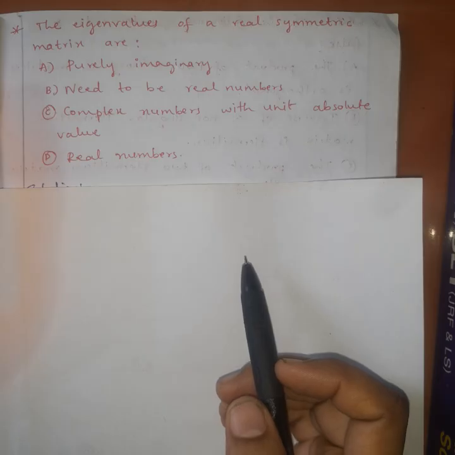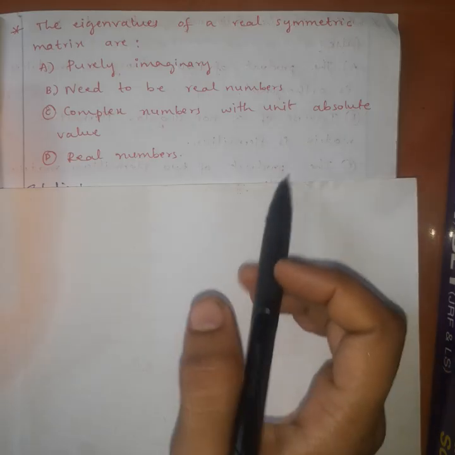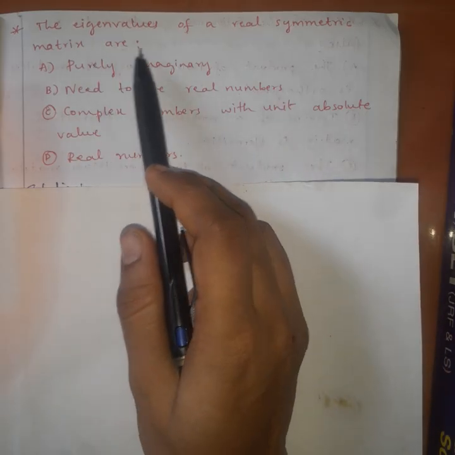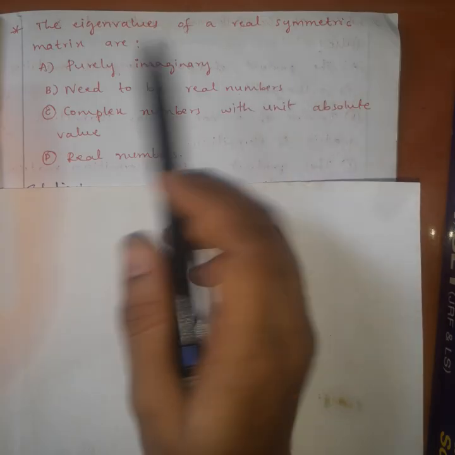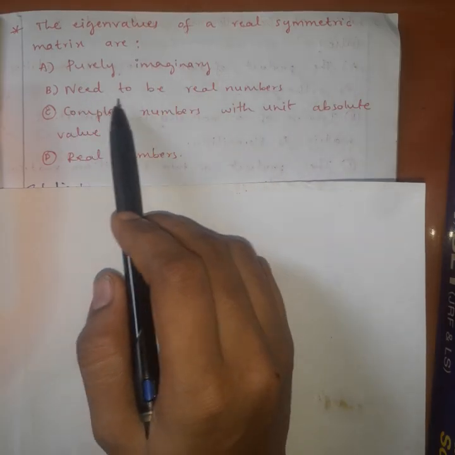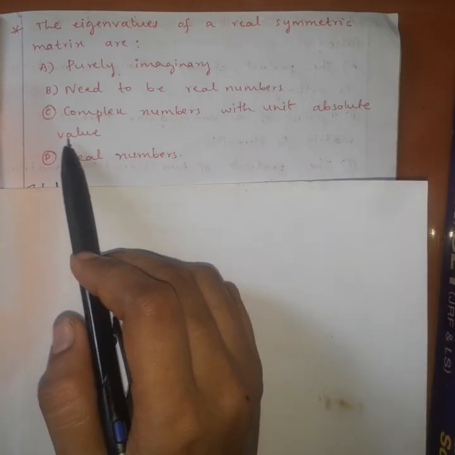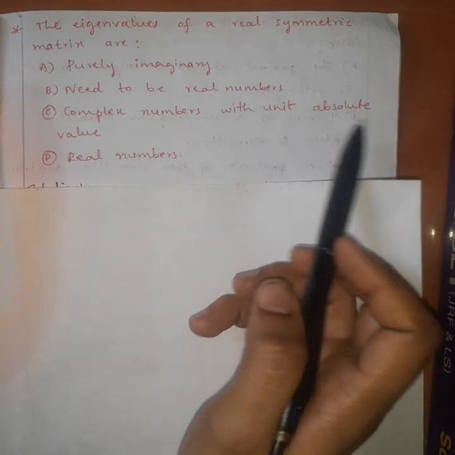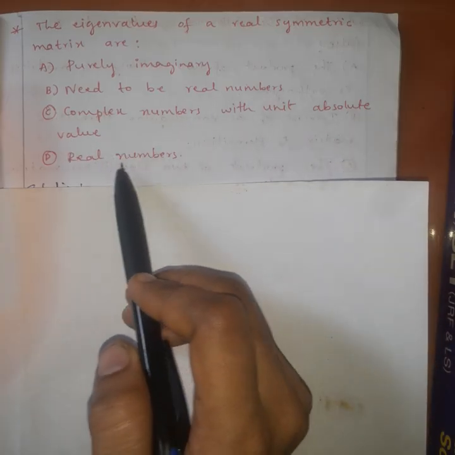Today I am discussing some questions from linear algebra. The first question: the eigenvalues of a real symmetric matrix are option A, purely imaginary; option B, need not be real numbers; option C, complex numbers with unit absolute value; option D, real numbers.